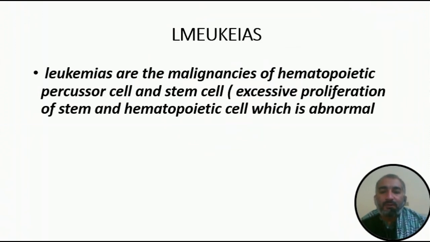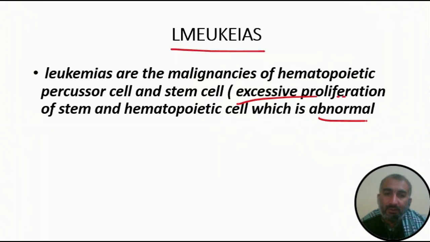What are leukemias? Leukemia is actually a malignancy of hematopoietic precursor cells and stem cells, which excessively proliferate, and that proliferation is abnormal. If abnormal, excessive proliferation occurs, that condition is what we call leukemia.